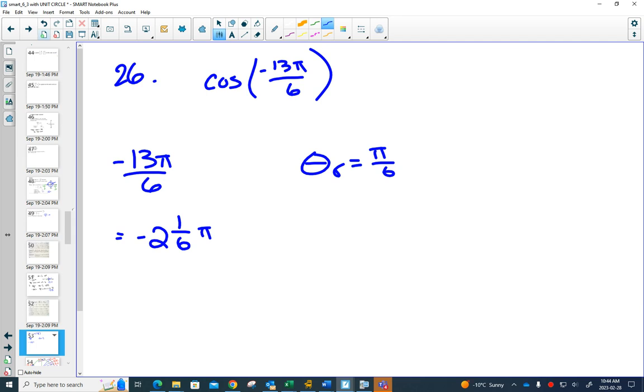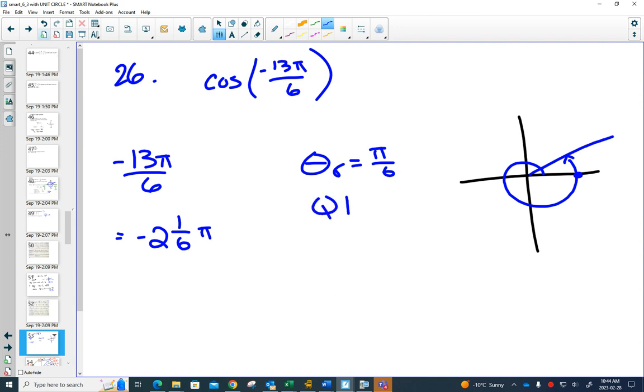So the negative 2 tells you that you're on your positive x-axis. The 1/6 is less than 1/2. You have to decide, okay, less than 1/2, is it in quadrant 1 or is it in quadrant 4? Well, because of the negative, you're going around in this direction. So it's going to be in quadrant 1. So we know that it is coterminal. What's your pi over 6 in quadrant 1? It's coterminal with pi over 6.